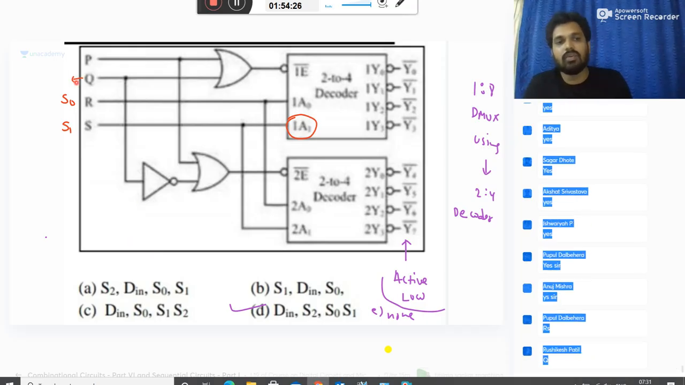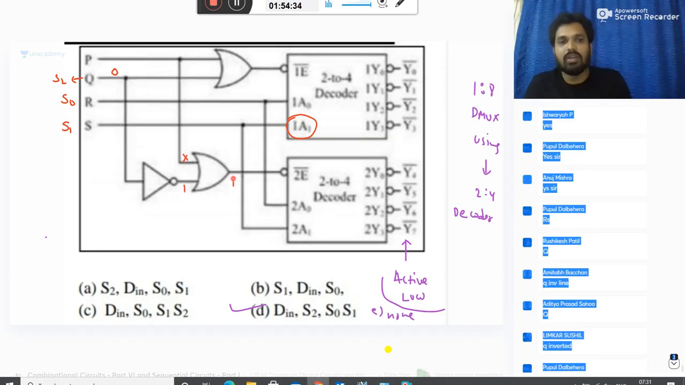This should be your S2 because when this is 0, you will get 1 here. 1 plus anything is 1, 0 plus P is P. Now just observe, 0 is 1 here. So whenever 1 is there, because it is active low, it will be disabled. Based on P, it may be enabled. That information may be transferred.